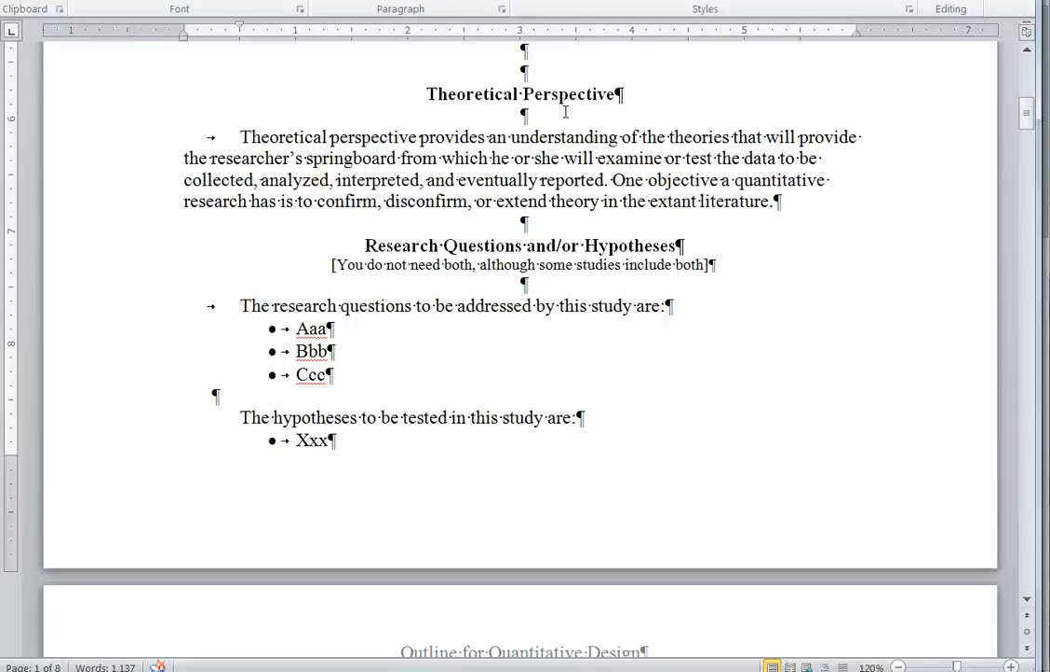So we want to probably identify some theory that we are going to build upon and expand or somehow enrich. So one of the objectives then of quantitative research is to confirm, to disconfirm, or to extend theory in the extant literature. And that's typical for basic research.